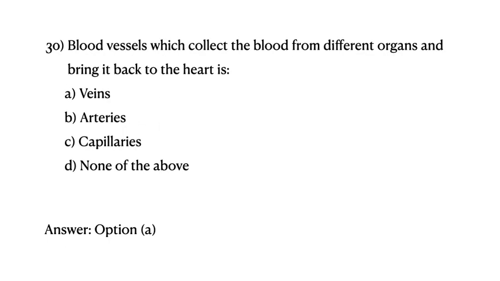Question number 30. Blood vessels which collect the blood from different organs and bring it back to the heart are option A veins, option B arteries, option C capillaries, option D none of the above. Now children, here what would be the answer? Yes, the answer is veins. Veins are the blood vessels which collect the blood from different organs and bring it back to the heart. So here option A is the correct answer.